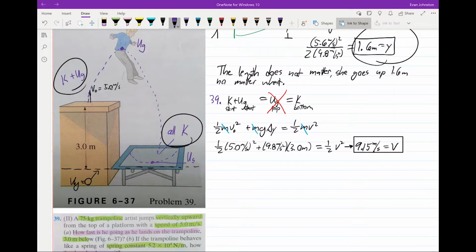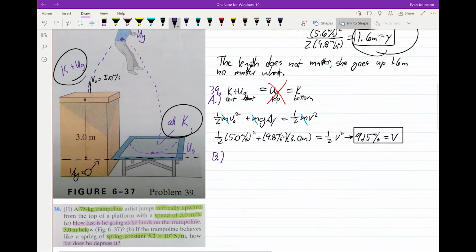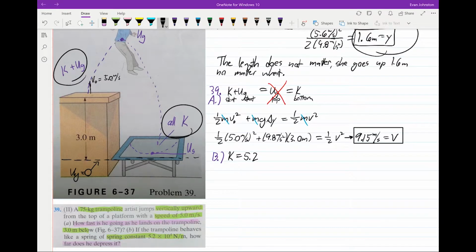Excellent. So now let's look at part B. And I should have maybe put an A here, I guess, to start. Part B, if the trampoline behaves like a spring, how far does he depress it? And we're given the spring constant. We're given that k is 5.2 times 10 to the 4th newtons per meter. So it's a very strong spring, essentially. That makes sense. It's a human being jumping up and down on it.